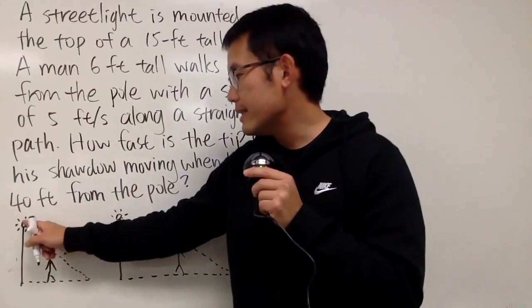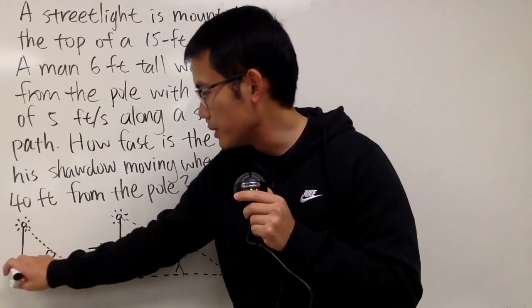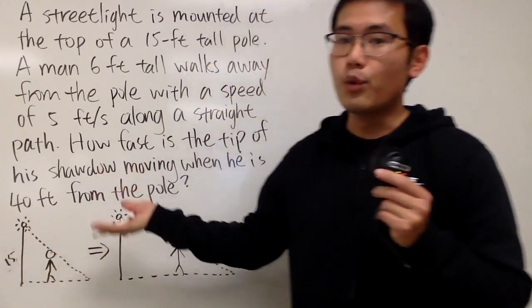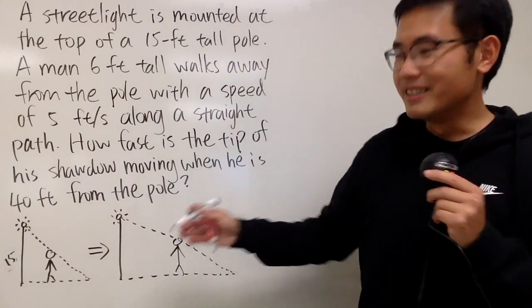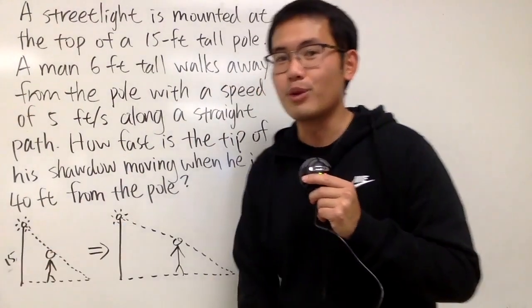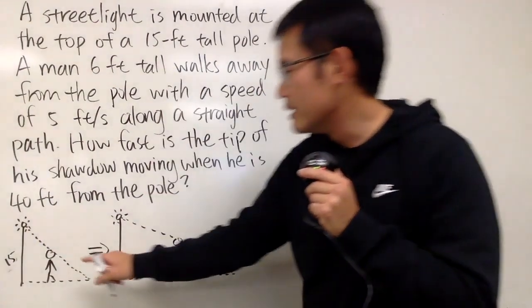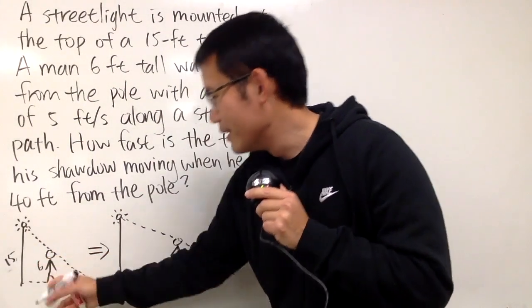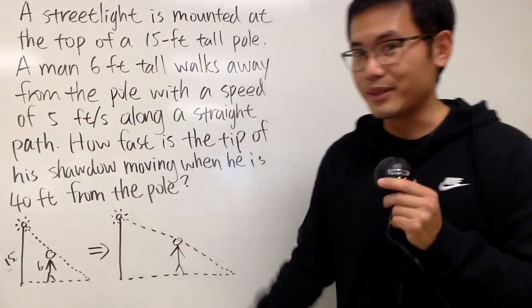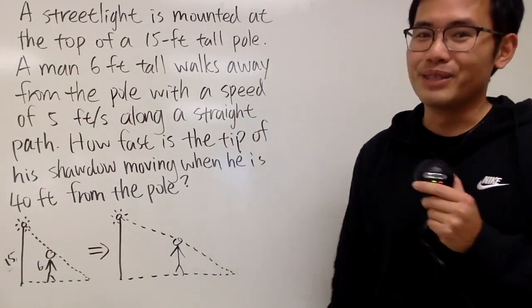We have a street light right here, and we know the pole is going to be 15 feet. And of course, the pole is not going to get any shorter or longer during the process, so we can just put down the number over there. And then we have a man, 6 feet tall, so I will also label this man to be 6. Again, he's not going to get taller or shorter in this amount of time.